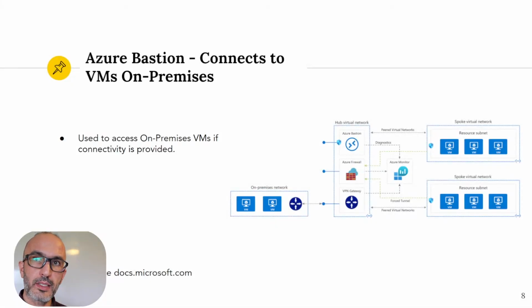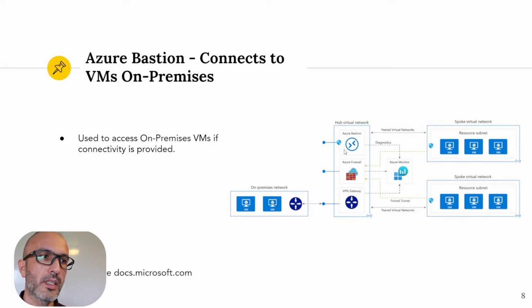The one last case that I want to talk about regarding the Azure Bastion is that it can also connect to your on-premises virtual machines. So in this scenario, we have a hub virtual network and those are the spokes. And in here, we have the on-premises network. We've got a VPN connection to our VPN gateway here.